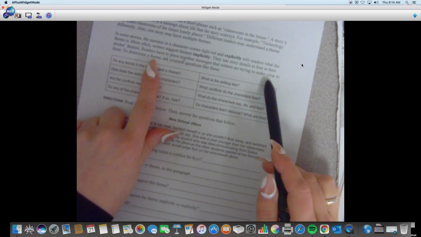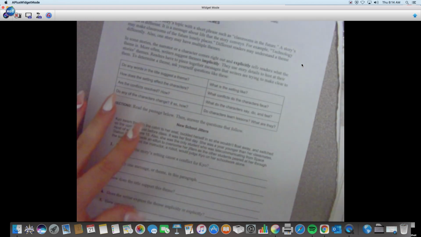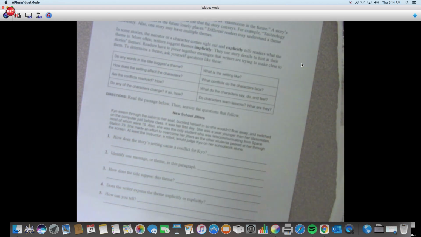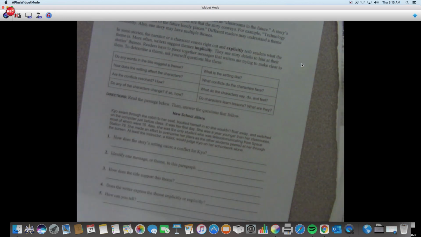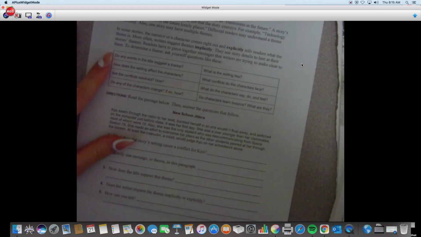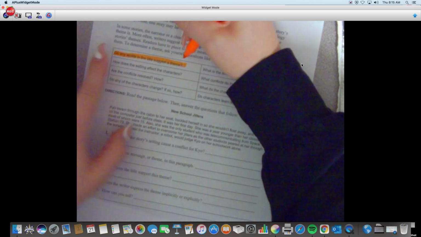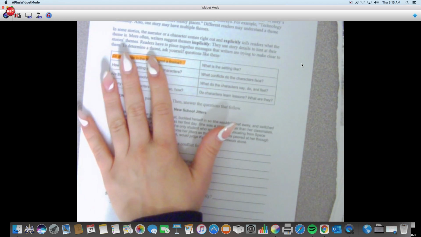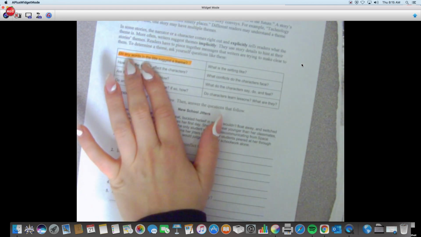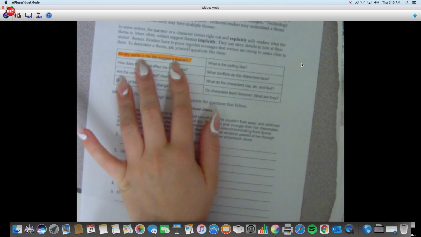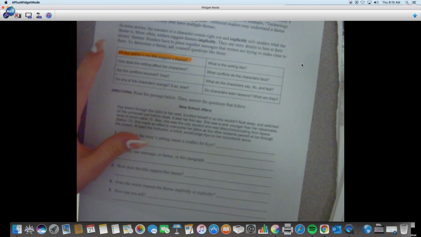To determine a theme, ask yourself questions like these. And I'm going to go through with you guys on your paper. You can underline if you don't have a highlighter, but I think it's important to underline or highlight the important questions that are going to help us get to a theme, okay? For example, do any words in the title suggest a theme? Because sometimes in stories, the author will hint at the message or lesson of the story by giving you a specific title that kind of hints at a message.